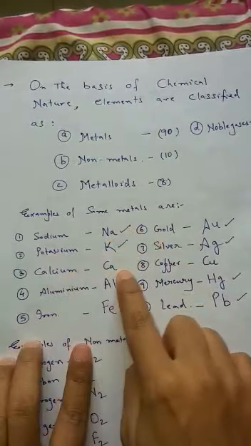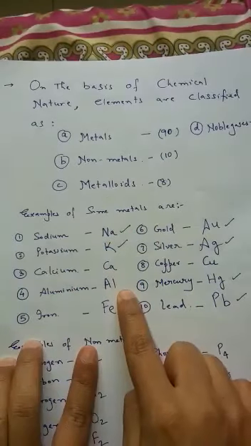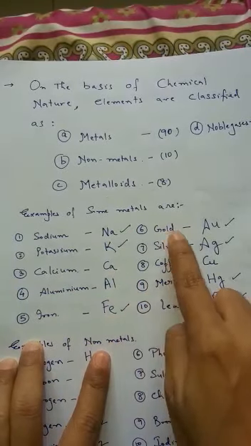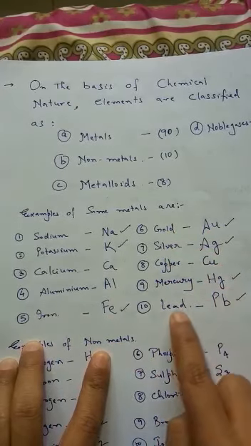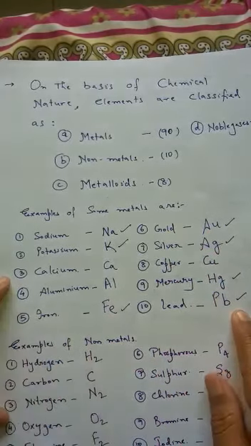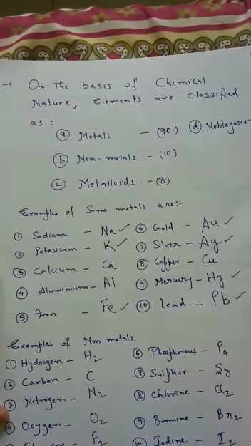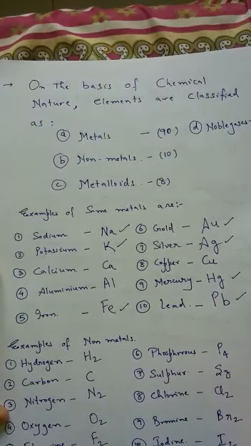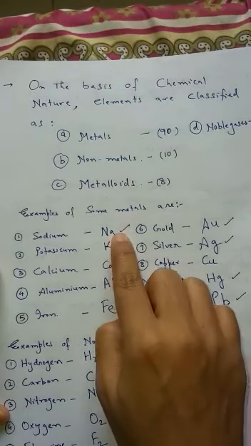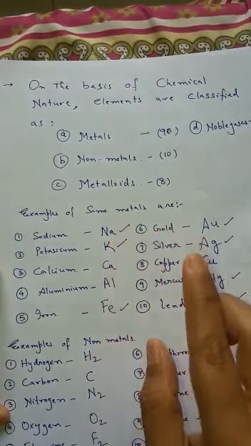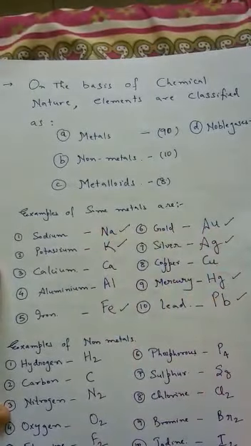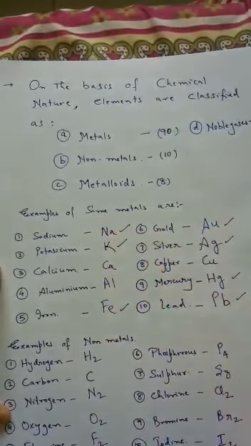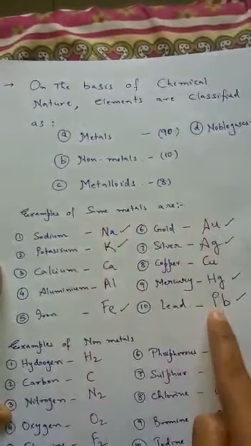Potassium is K, calcium is Ca, aluminium is Al, iron is Fe, gold is Au, silver is Ag, copper is Cu, mercury is Hg, and lead is Pb. Now, apart from that, the more important thing that you need to check is that there is no number which I have written as a subscript to these elements, which means that all these elements exist in uniatomic state. This is something I am repeating. Metals always exist in uniatomic state.